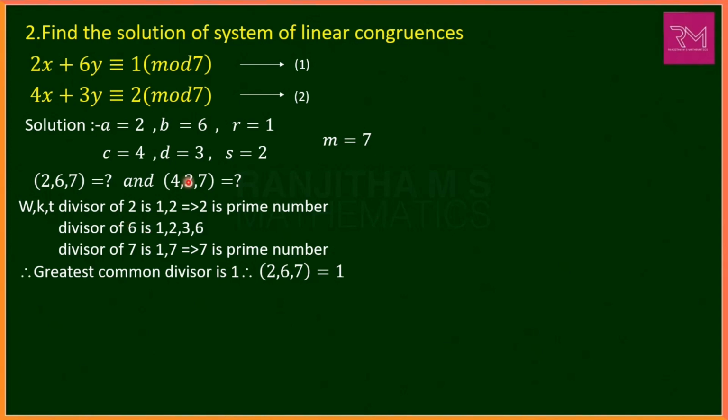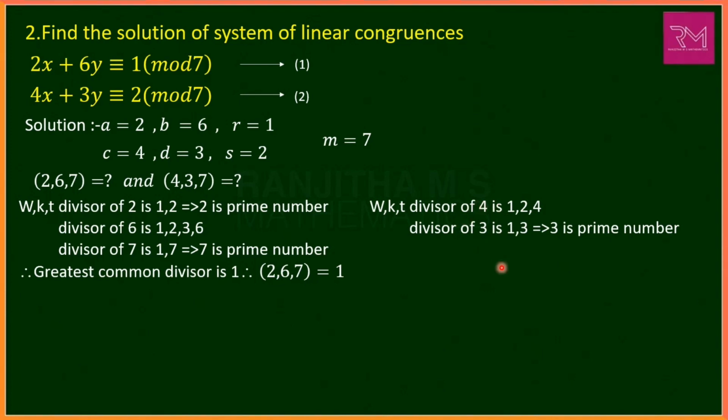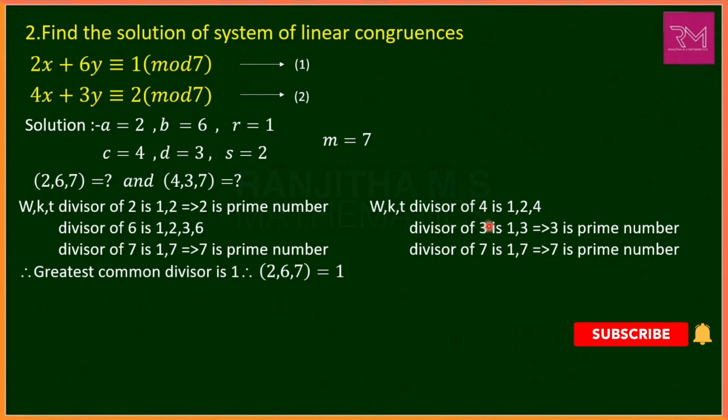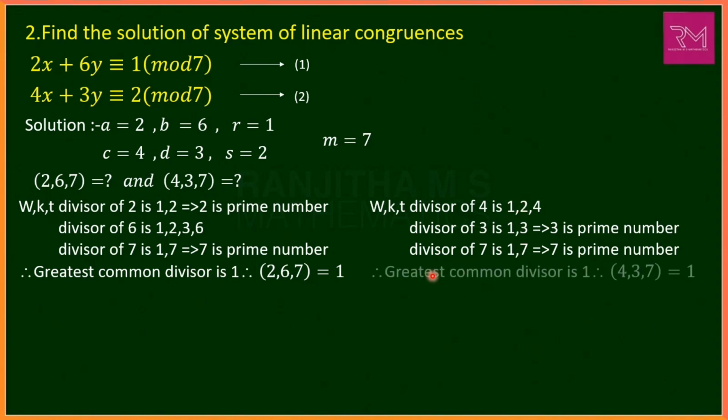In a similar way, we find the greatest common divisor of 4, 3, 7. First, the divisors of 4 are 1, 2 and 4. Similarly, since 3 is a prime number, the divisors of 3 are 1 and 3 itself. The divisors of 7 are 1 and 7. Among these three, the greatest common divisor is 1. Hence, the GCD of 4, 3, 7 is 1.